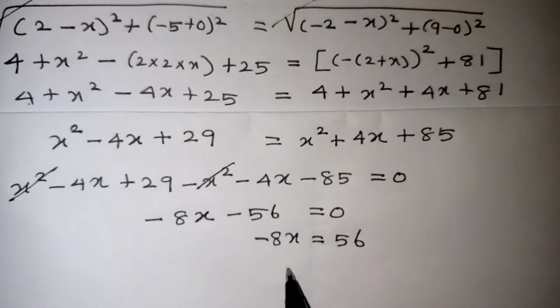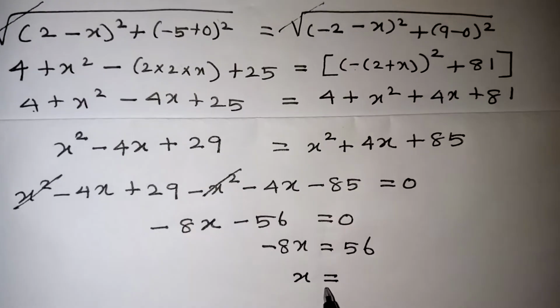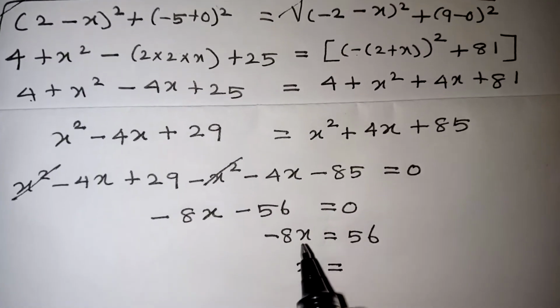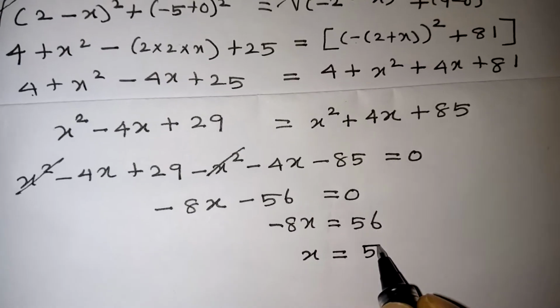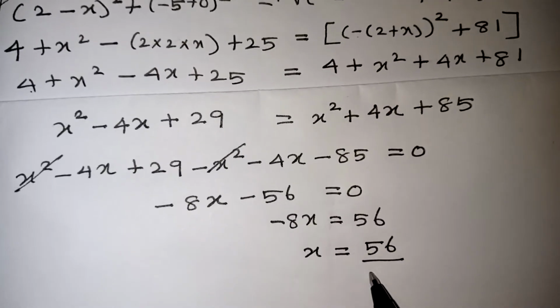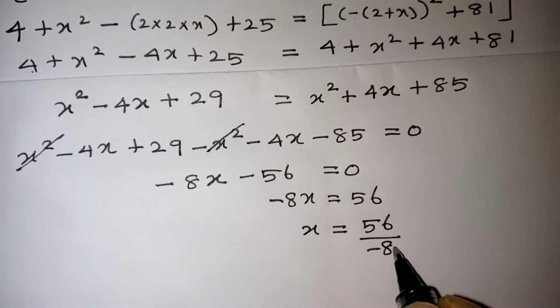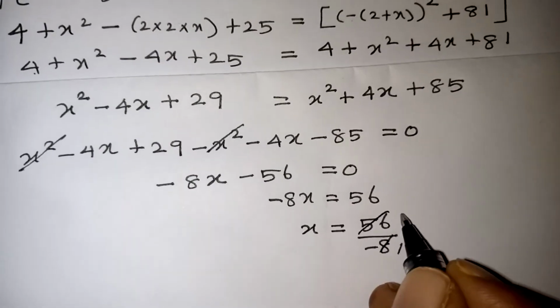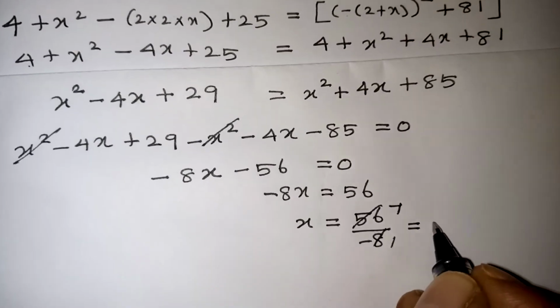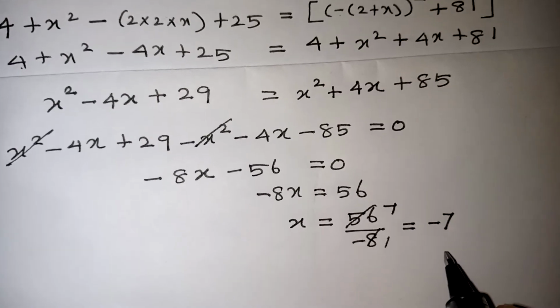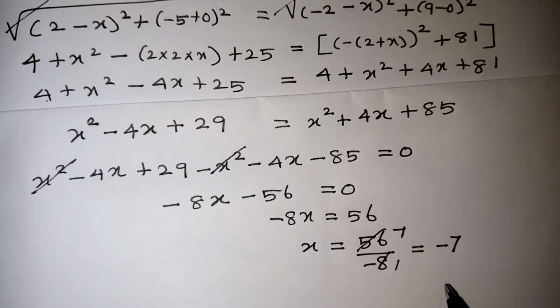So x value we needed, x is equal to, multiplication of minus 8, when I bring it to other side, that will become division. That is 56 by minus 8. So 8 sevens are 56, so x is equal to minus 7. So x value we are getting minus 7. So that is our question.